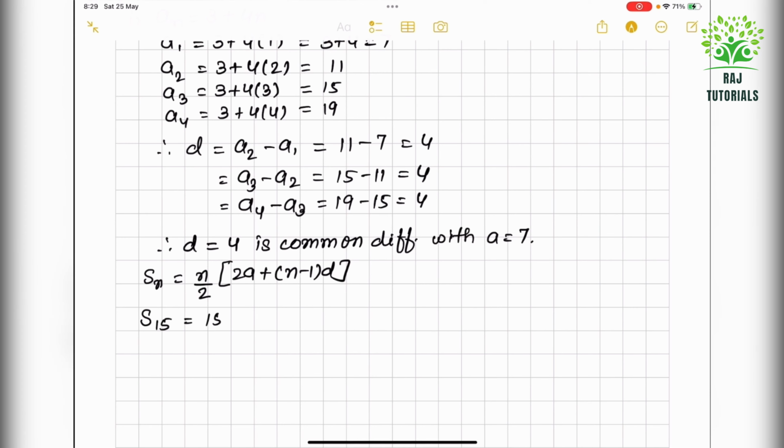S15 is 15 by 2 into 2 into 7 plus 15 minus 1, so 14 into D was 4. So that is coming as 15 by 2 into 70. So that will be equal to 525.